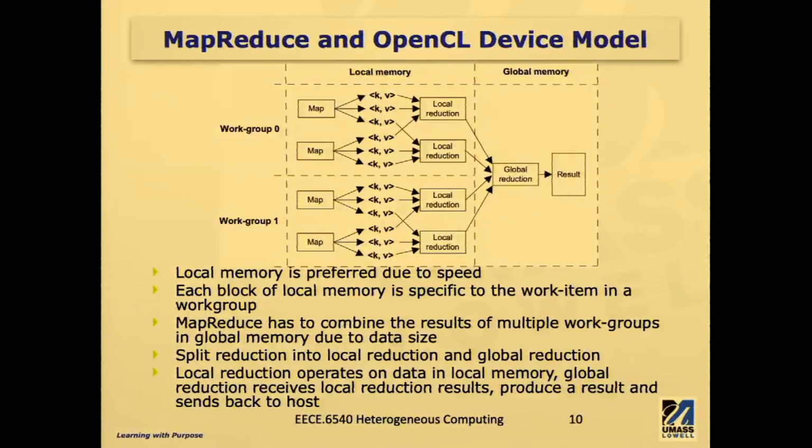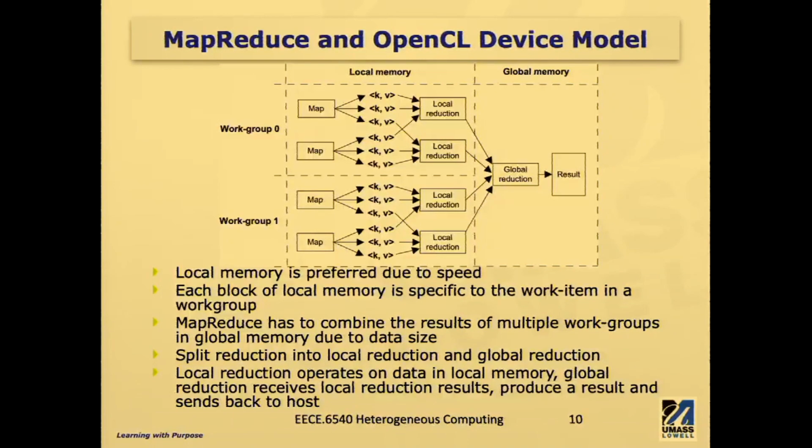Once you have local reduction, you will generate intermediate results, and these results are coming from each of these work items. These will be put into the global memory, where eventually one of these processing elements, one of these work items, will perform this global reduction. Because global reduction is still a computation.